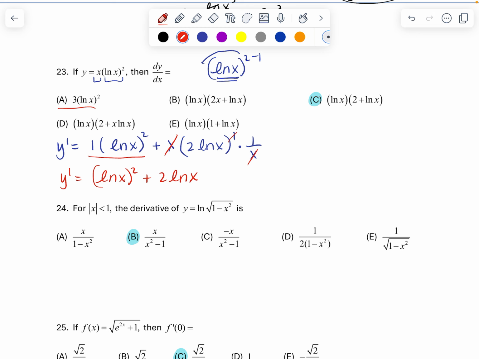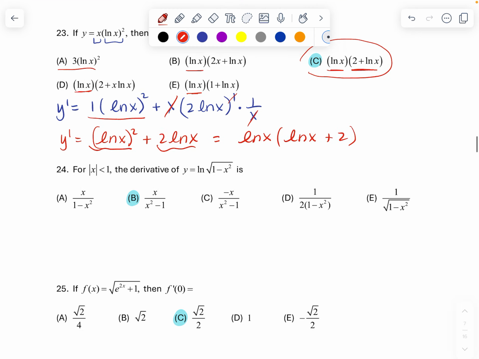But what I notice about my other answers is they all have an ln of x factored out. So maybe let's factor out an ln of x. So if I take an ln of x out, well, I have 2 of them there. If I take 1 out, I'm going to have 1 left, okay? And then if I take an ln of x out of there, I'm going to have a plus 2. So you guys, that looks like the answer is going to be C. Notice that they switched the 2 and the ln of x around, but it's the same thing because you're adding.